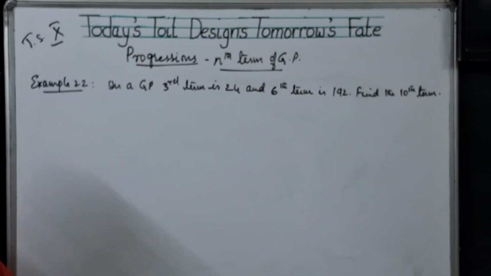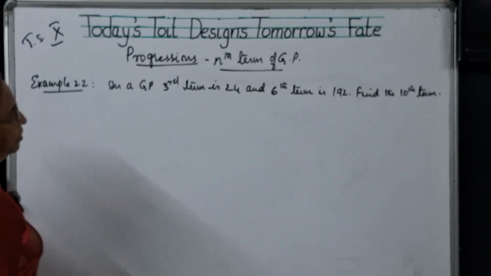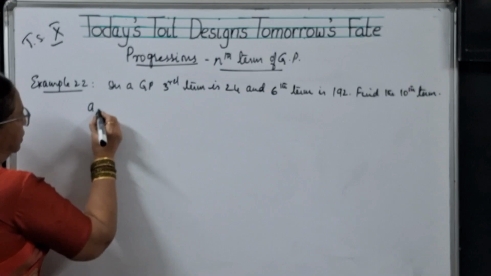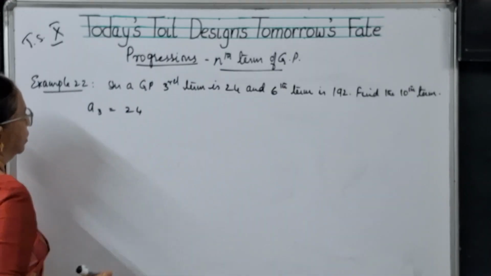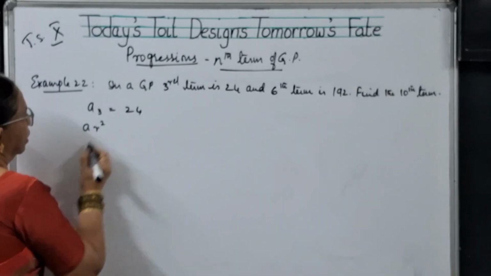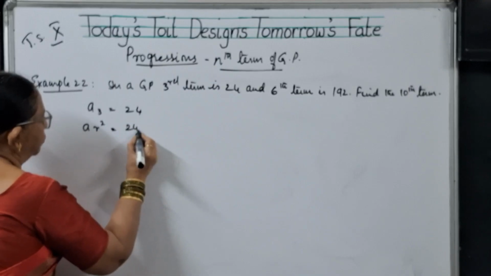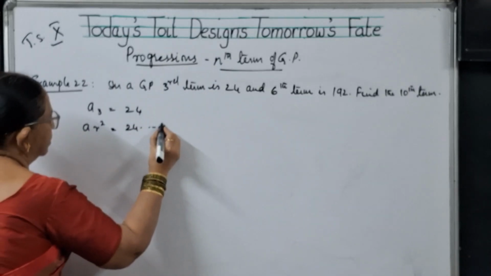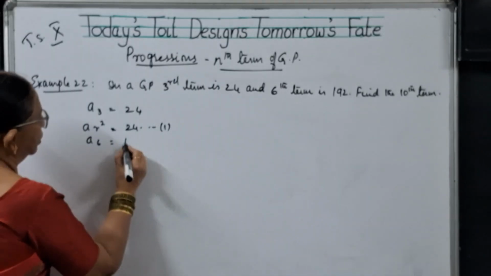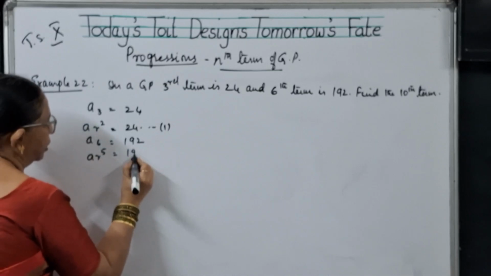Now the next one is example 22. In a GP, the third term is 24 and the sixth term is 192. Find the 10th term. That is a3 is 24. a3 means what, children? a into r to the power of 3 minus 1, that is a r square, is equal to 24. So this can be considered as the first equation. And then the sixth term, a6 is 192. That means a r to the power of 5 is 192.